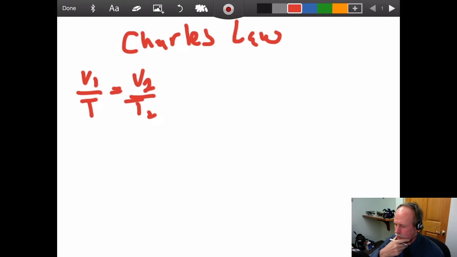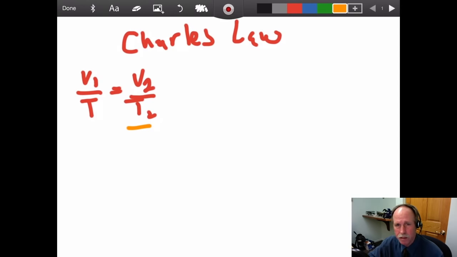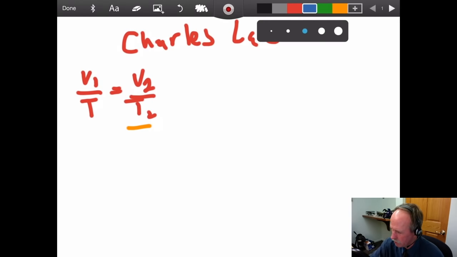Now suppose we compress the gas so that it's half the volume that we started with. What's the resulting temperature going to be? Let's go ahead and set that up. The first thing we want to do is identify that we want to solve for T2. So it's going to have to be on one side of the equation, and all of the other values are going to be on the other side of the equation. Let's go ahead and write that out.